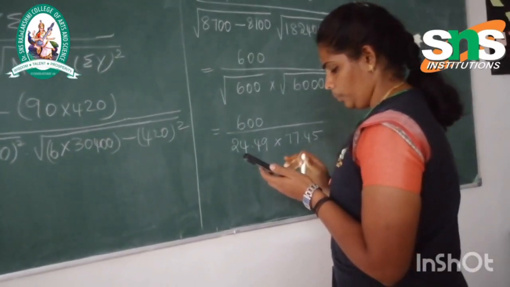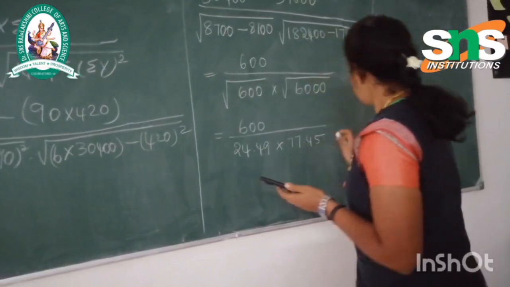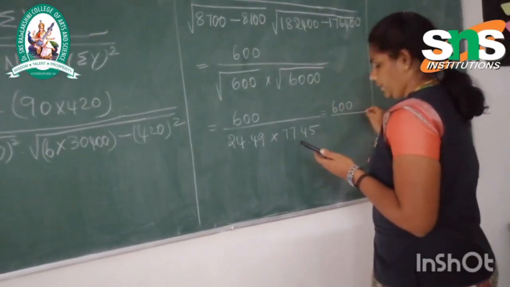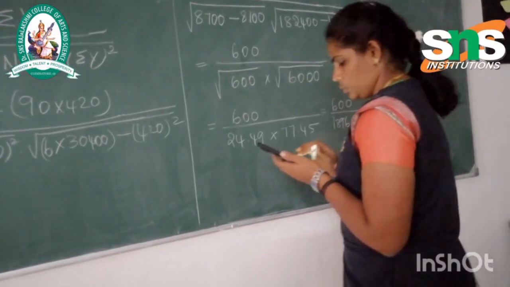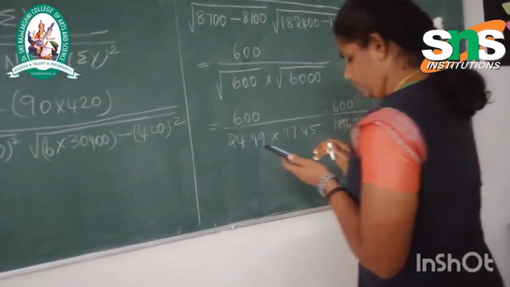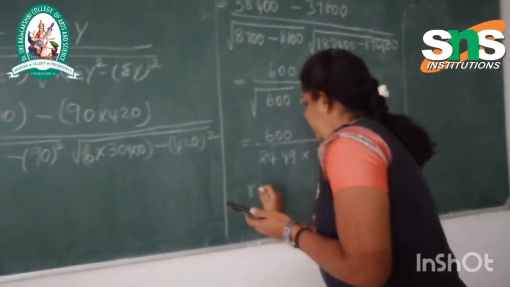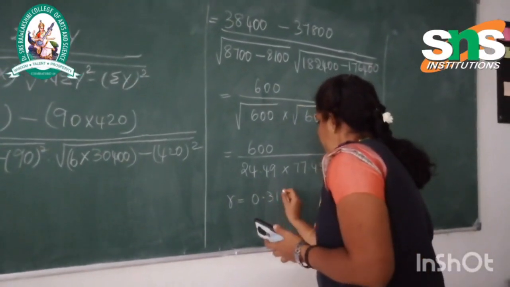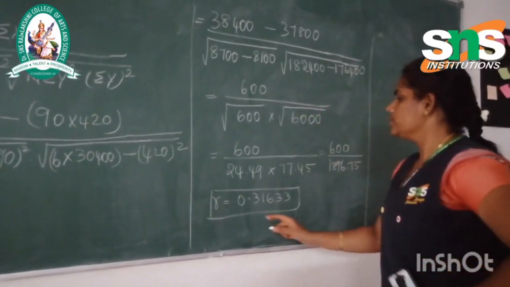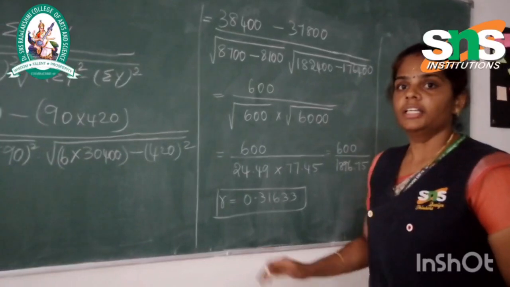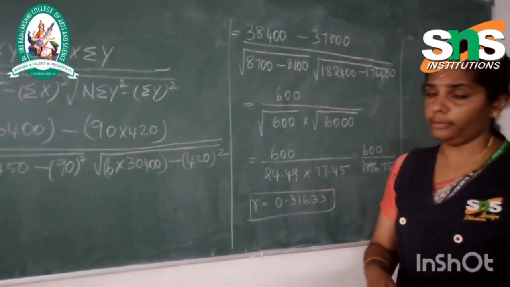So 24.49 into 77.45 gives 1896.75, which means 600 divided by 1896.75. So our value is equal to 0.31633. So finally we get the value as 0.31633. This is the correlation for the given problem, for the given x values and y values.